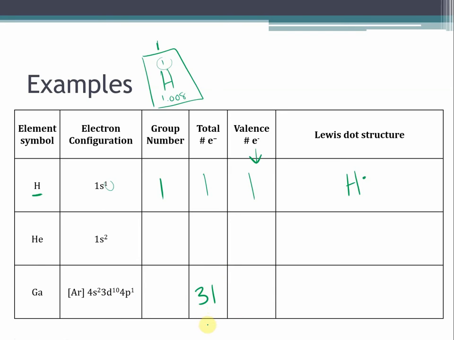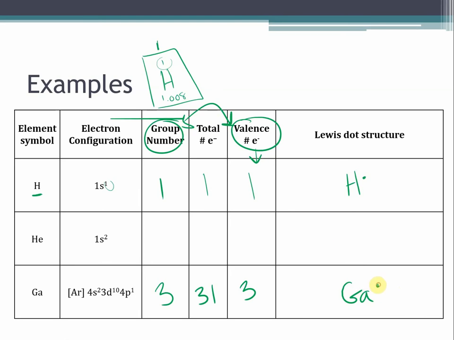Finding gallium on your table, it's going to be in the third group, the third column, which means that it's going to have 3 valence electrons. Remember, this number and this number are always going to be the same. So gallium is going to have 3 valence electrons. We'll come over here and draw our symbol for gallium, Ga.